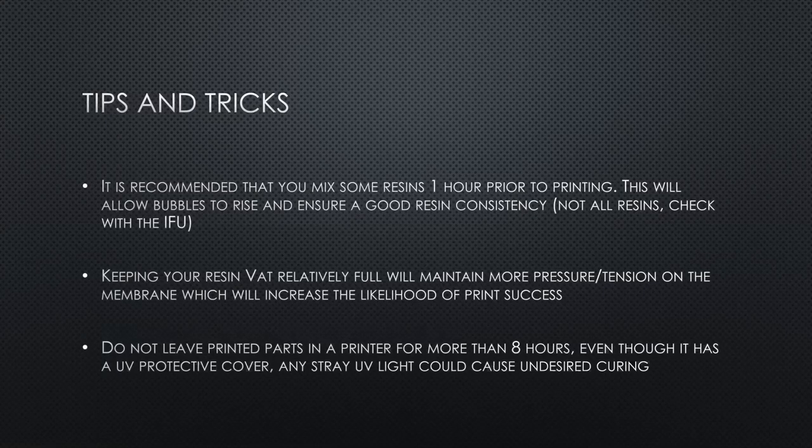But if you do pour it out, for example with Keystone soft splint, and you notice there are some bubbles in the resin tray, just take a clean instrument and pop those little bubbles to ensure you're getting a nice homogeneous print. Keeping the build tray relatively full of resin while printing will help maintain pressure and tension on the membrane, which results in an increased likelihood of a successful print. So if you're getting print failures, sometimes it may just be because your resin level is too low.